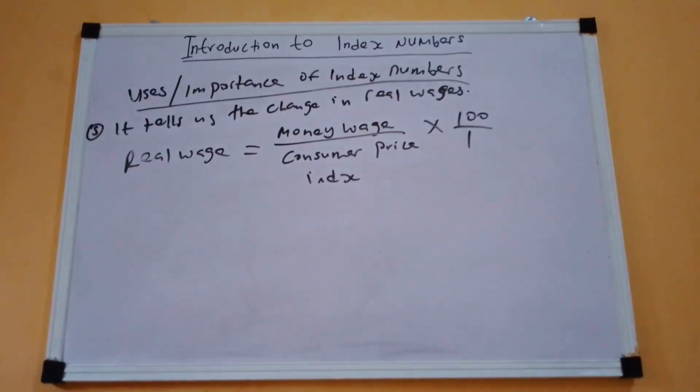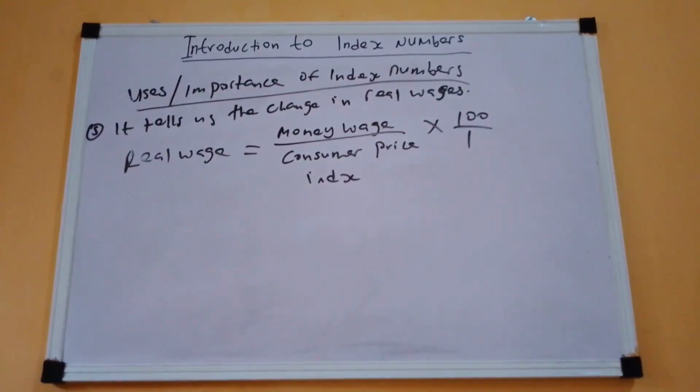So these are the 5 uses, or importance, of index numbers. So when it tells us the real wages, now it is your real wage that determines your standard of living. And if the prices of commodities are higher and wages are not increased, definitely the standard of living of the citizens will be affected. So now this is how you calculate the real wage. You have to get the money wage over the consumer price index, then you multiply it by 100, because index numbers are always given in percentages.